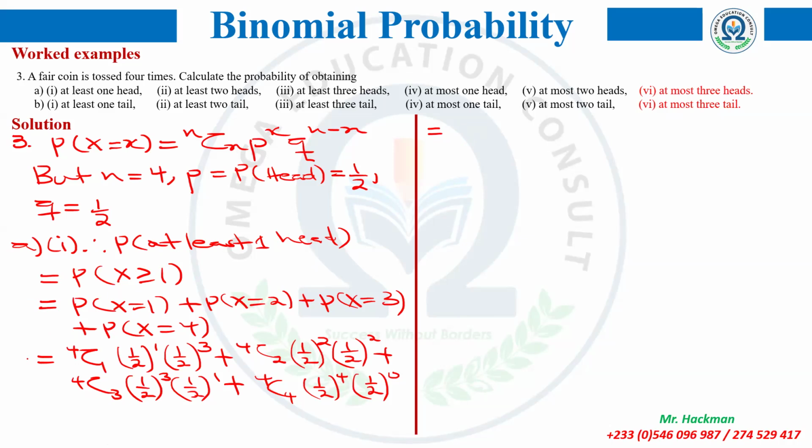So the next one, it will be 4 combination 1, which you all know is 4. Okay, then half to the power 1, we know is what? Is half. Remember I said deal with the powers after substitution. Then half to the power 3 is what? 1 over 8. Okay, then plus our second one, what are we going to get?